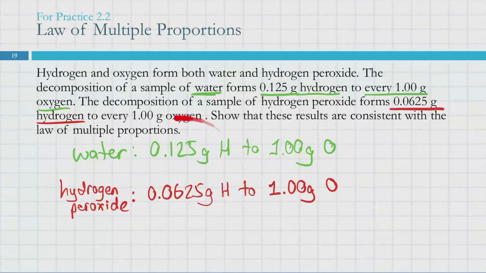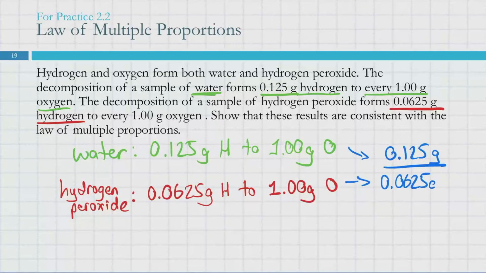So if we take this 0.125 grams over 0.0625 grams, we get a value of 2.